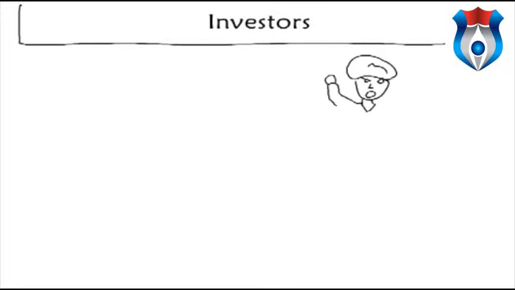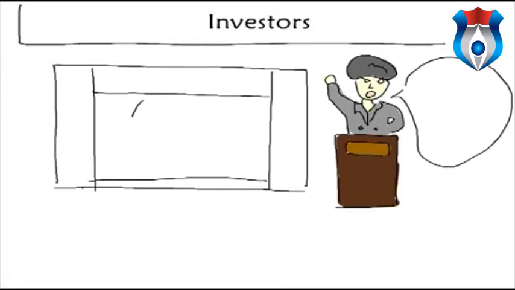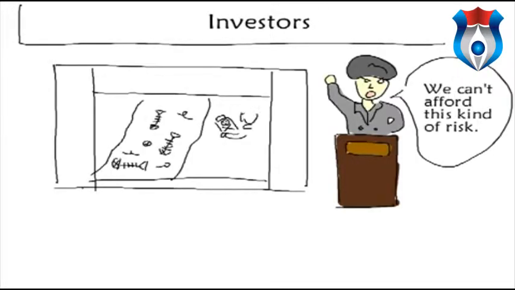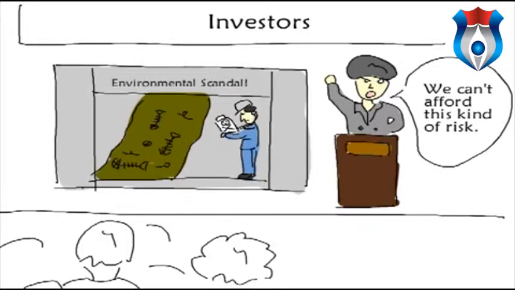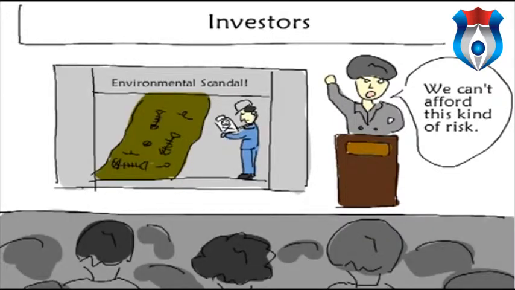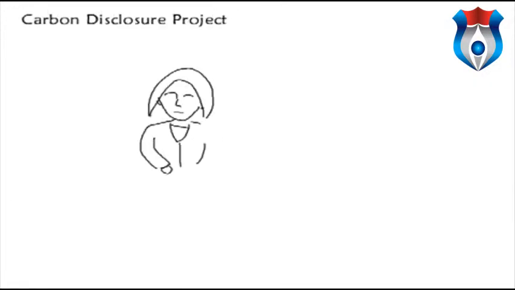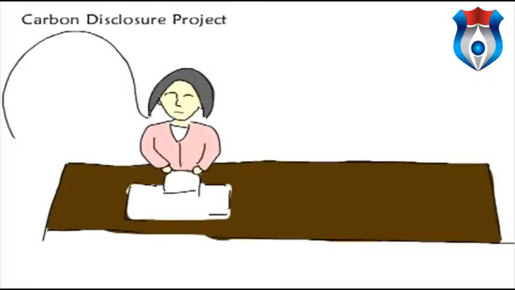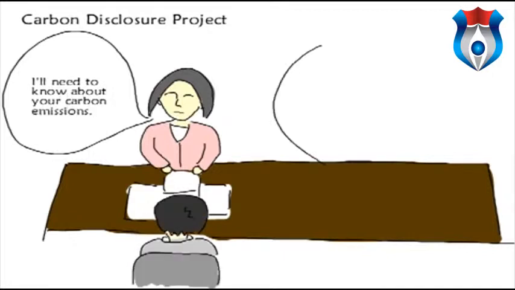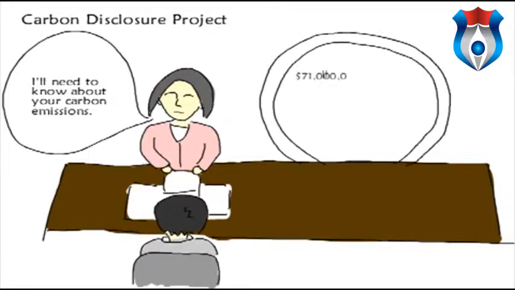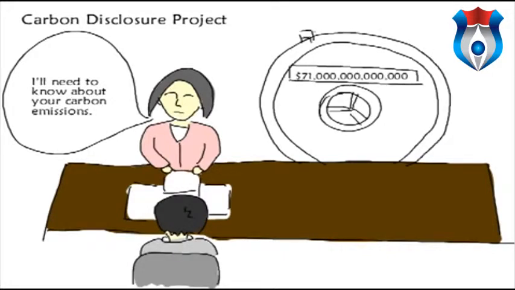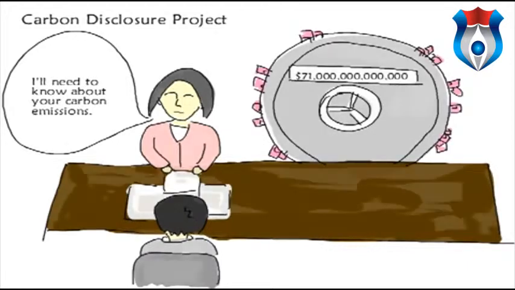Second, the investors are getting involved. If a company is about to get fined by the government for pollution, or have its reputation ruined because of an environmental scandal, the investors could lose a lot of money, so they want to know the risks. The Carbon Disclosure Project pushes companies to disclose their climate change risks, and it has a lot of muscle behind it. It represents investors with $71 trillion under management. That's more money than the entire world's GDP in 2010.